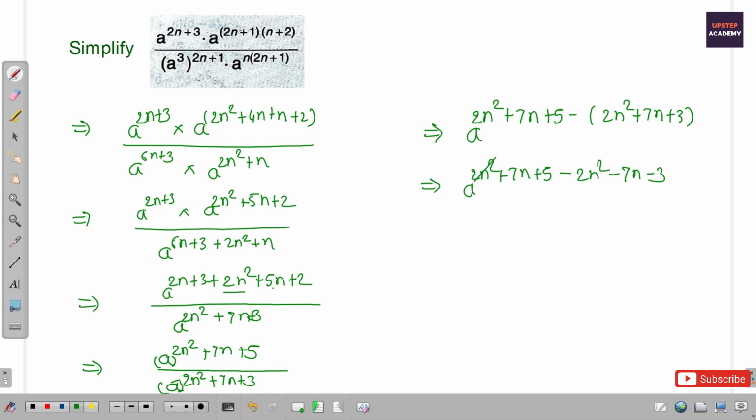This twice n square will get cancelled, 7n will also get cancelled because they have opposite signs, and this 5 minus 3 will be 2, so the answer will be a raised to the power 2. So this is our final answer.